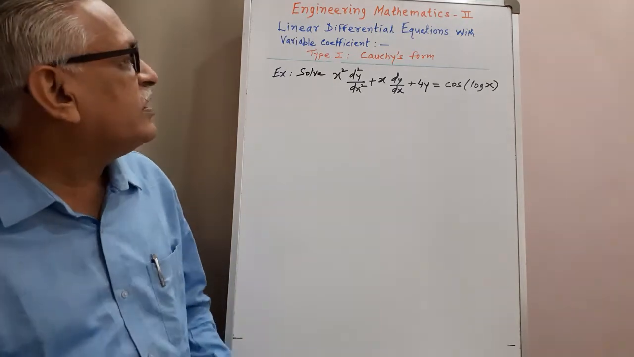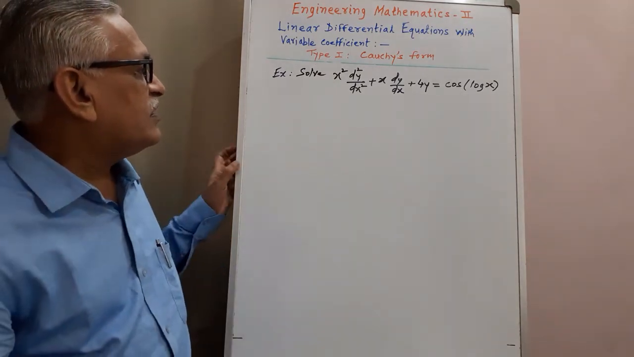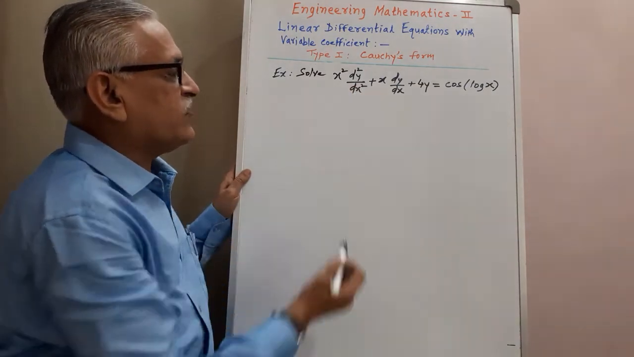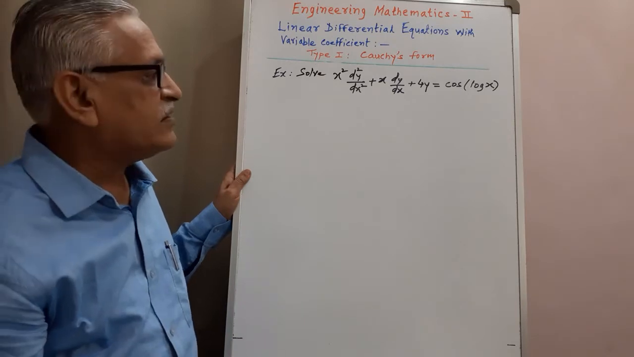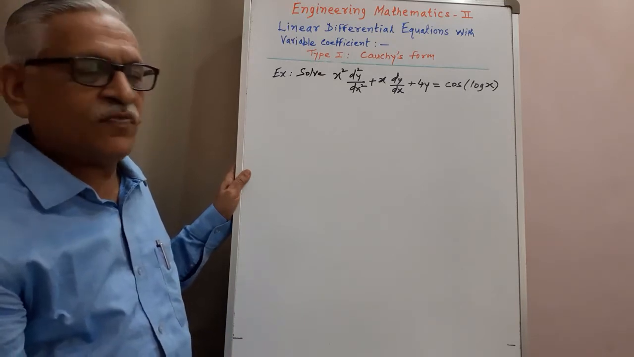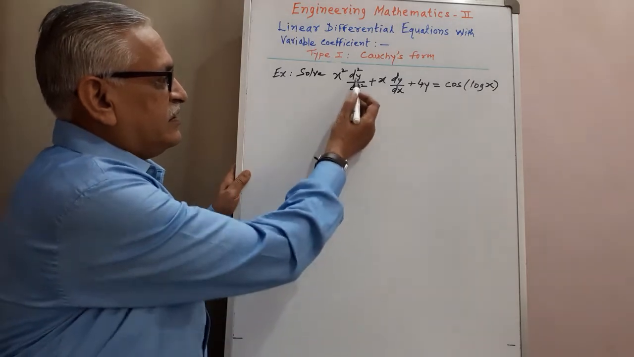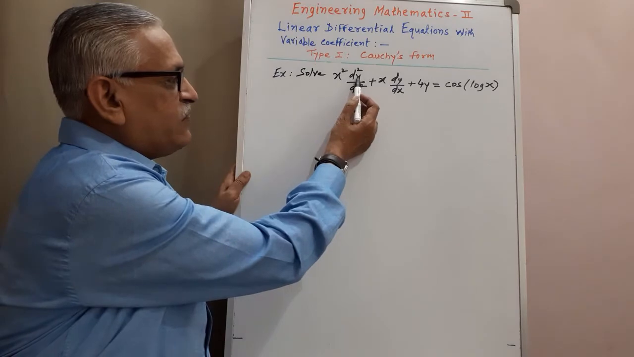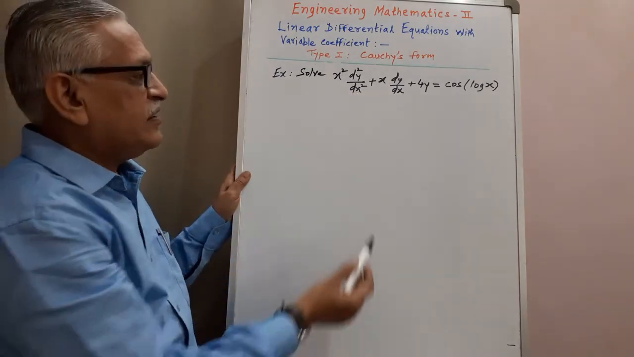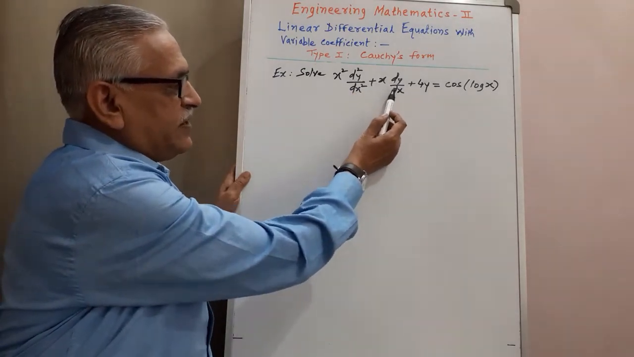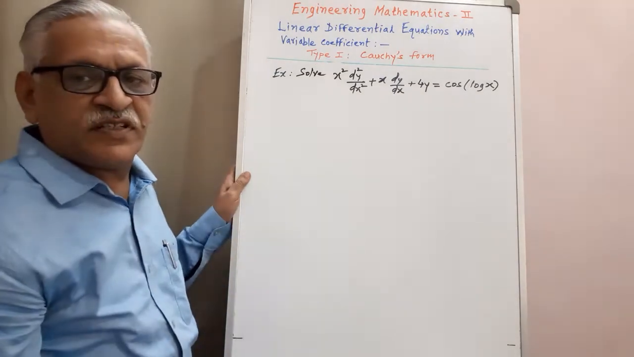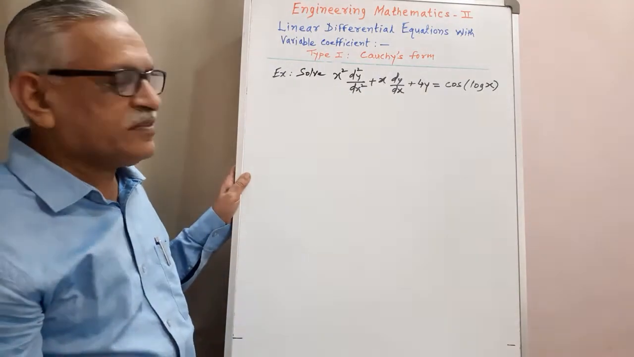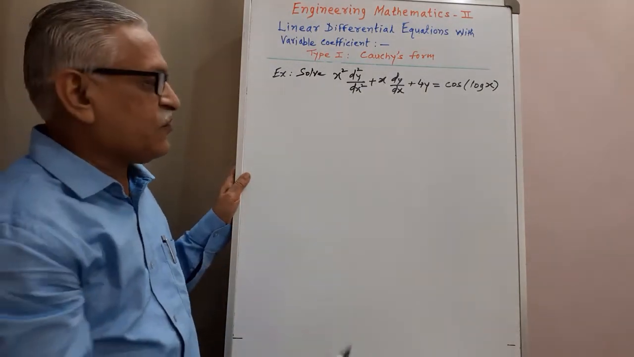Equations reducible to linear. Solve x square d2y by dx square plus x dy by dx plus 4y is equal to cos of log x. Here the order of that differential equation is 2, with y as dependent variable and x as independent. If you observe, the term dy by dx is multiplied by the variable coefficient x, and d2y by dx square is multiplied by x square, which means that the equation is in Cauchy's form.